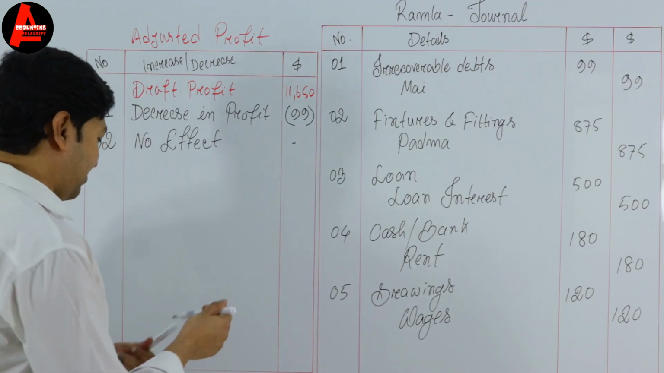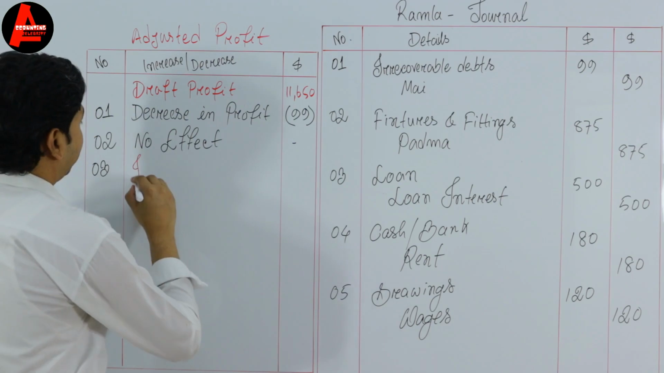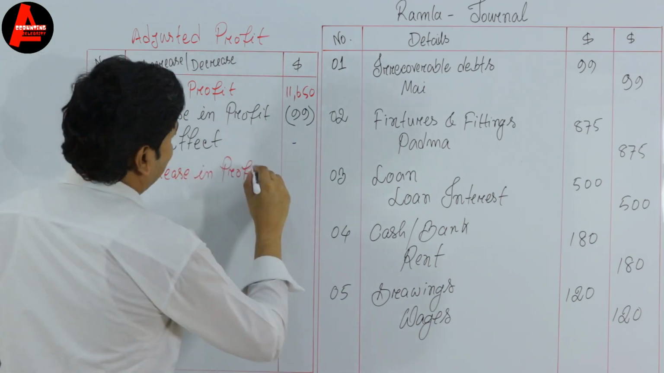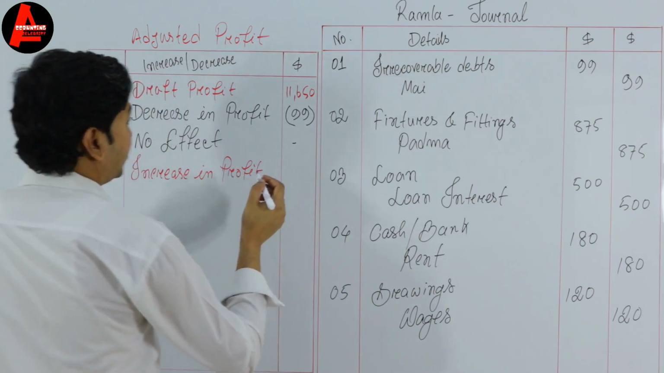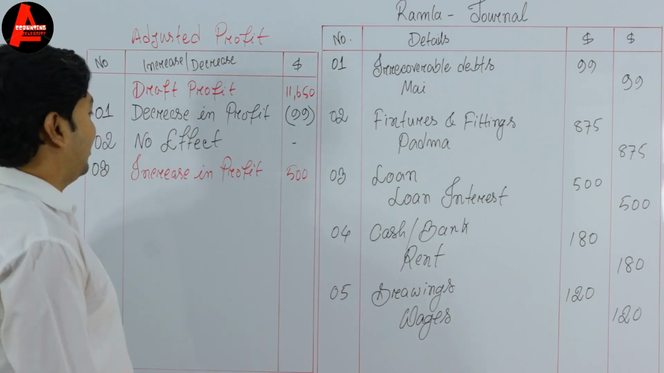So let us write here number 3, increase in profit. How much? $500. So number 3 is done.